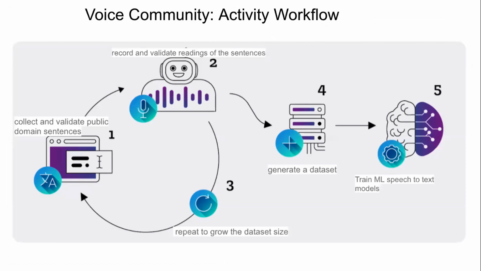So just to take you over through this activity workflow. So if you look at one, you collect and validate the sentences, you put them out there to the public. So the people or the speakers with different accents, different gender, different age, they come and read these sentences as they record themselves, and these sentences are validated. So from this, you generate a data set and you train your machine learning speech to text models. Then it continues. So it's a loop.